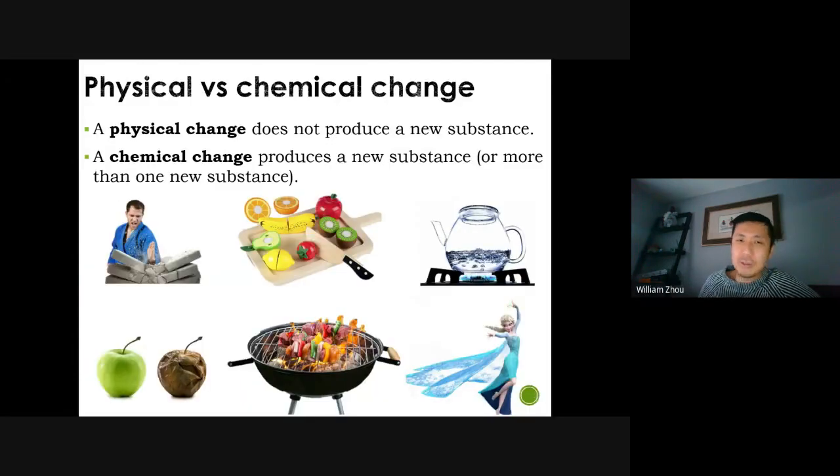So this brings us to physical versus chemical change. A physical change is something that doesn't produce a new substance. After the change, it is still what it is. Whereas a chemical change, after you change it, now it becomes something new. So let's go through this.